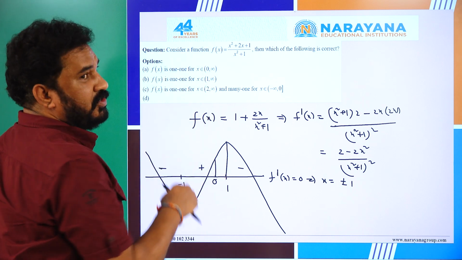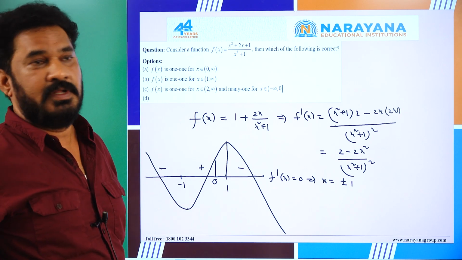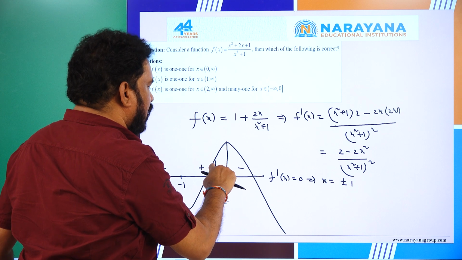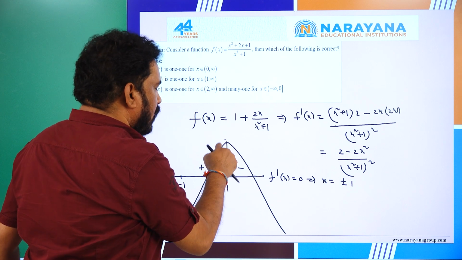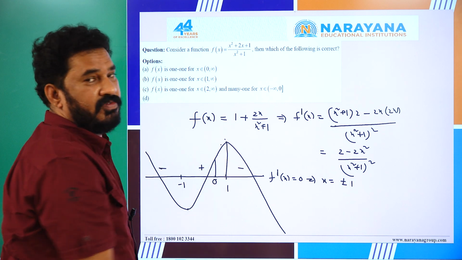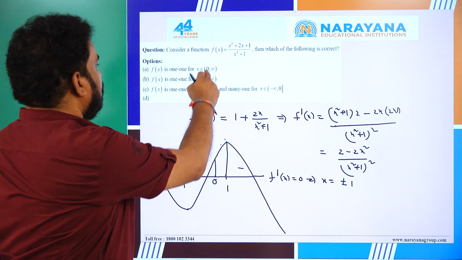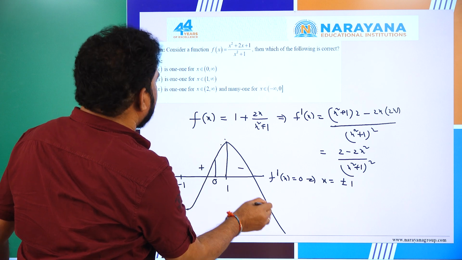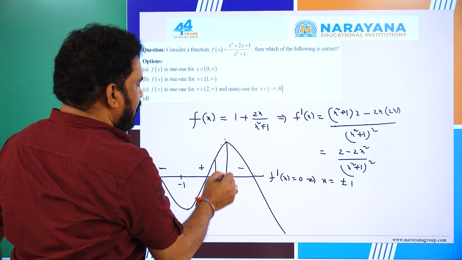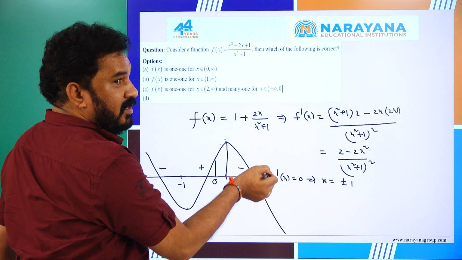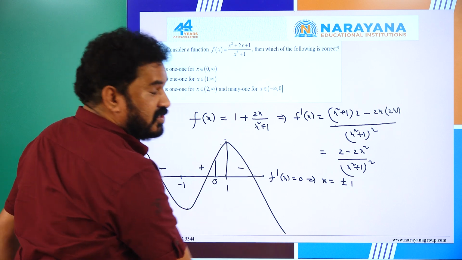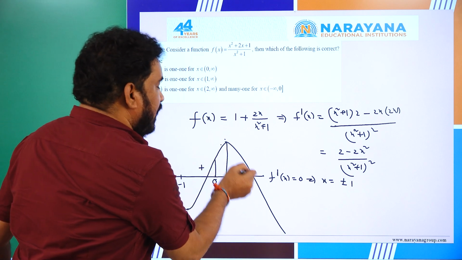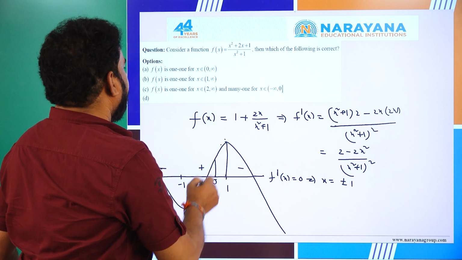If the option is 0 to 1, the graph is one-one. But the first option, 0 to infinity, was given. 0 to infinity means the graph is going up and coming down. We are getting a many-one function, not a one-one function. So this is wrong. 1 to infinity is a one-one function only. At 1 it took a turn, so the 1 to infinity graph is gradually decreasing, so it is strictly decreasing now, so it is one-one.